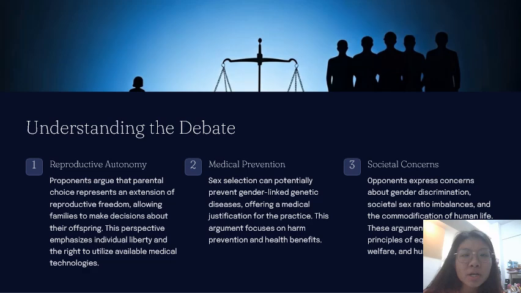Second, the medical prevention argument. Some justify sex selection as a tool to prevent gender-linked genetic disease. This argument focuses on harm prevention and potential health benefits rather than pure preference. Third, social concerns. Opponents express worry about gender discrimination and sex ratio imbalance in the population. These arguments typically invoke principles of equality, societal welfare, and human dignity. Understanding these three perspectives gives us a framework to analyze the complex ethical dimensions of this issue.